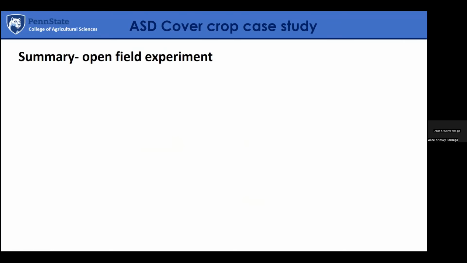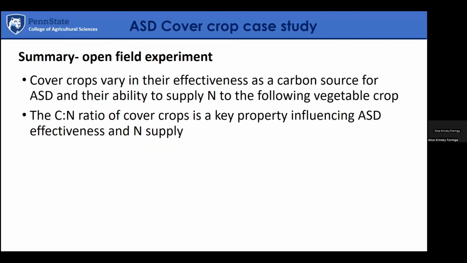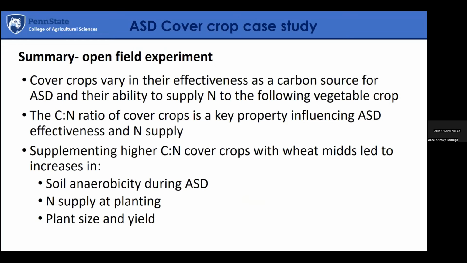So to summarize our open field experiment, we found that the cover crops varied in their effectiveness as a carbon source for ASD, and also in their ability to supply nitrogen to the following vegetable crop. We found that the carbon to nitrogen ratio of the cover crops is a key property that influences not only the ASD effectiveness, but also the nitrogen supply in the following growing season. And we found that by supplementing those higher C to N ratio cover crops with the wheat midds, it led to increases in the soil anaerobicity during the ASD treatment, the nitrogen supply at the planting time, and also the plant size and tomato yield.